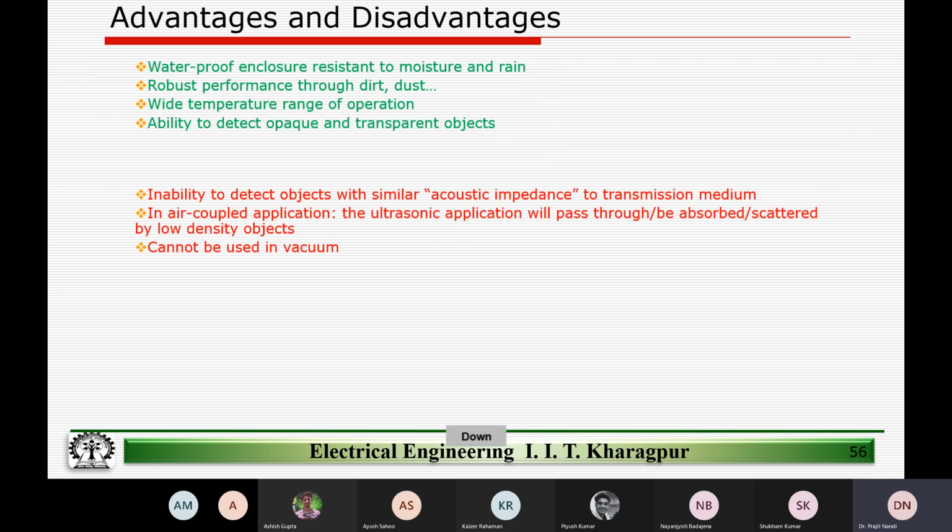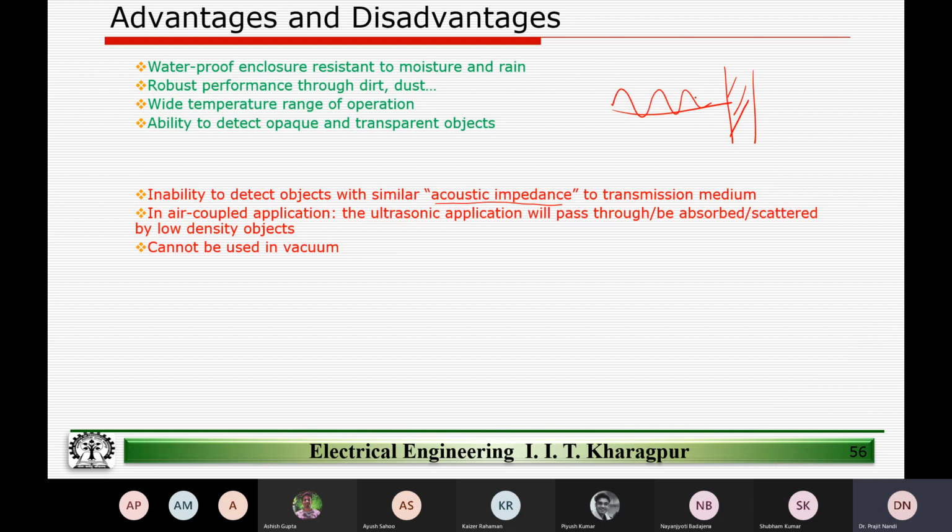Okay. What are the disadvantages? Inability to detect objects with similar acoustic impedance to the transmission medium. This is very, very important, and we are going to talk about acoustic impedance. What that means is, let's say we are emitting a sound wave and it is propagating through a medium, say air, and then it hits a material which has similar impedance. Now, what is impedance? Again, hold on to the horses. We'll come back to that.